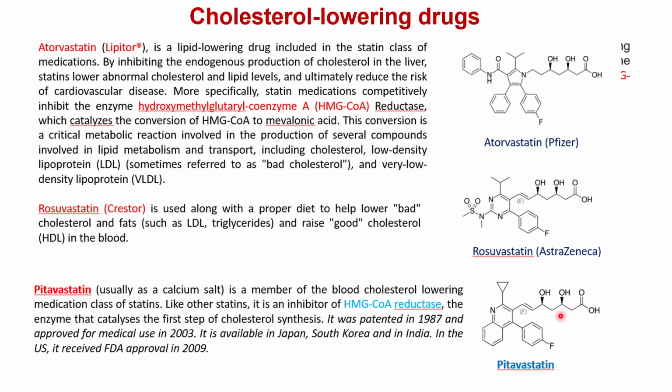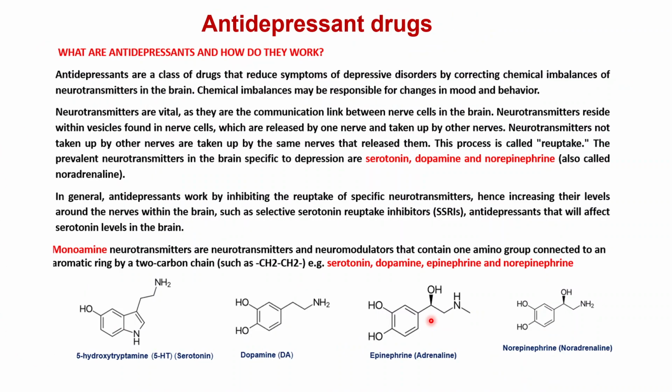Pitavastatin, which is a calcium salt, is a member of the blood cholesterol lowering medication class of the statins. Like other statins, it is an inhibitor of HMG-CoA reductase, the enzyme that catalyzes the first step of cholesterol synthesis. It was patented in 1987 and approved for medical use in 2003. It is available in Japan, South Korea, and India. In the US, it got FDA approval in 2009.